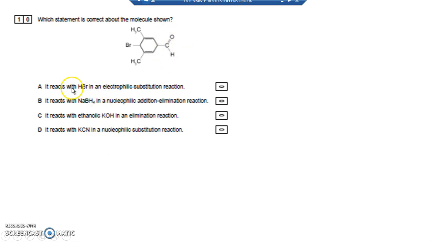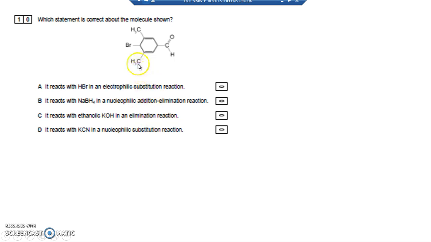Let's work out why A, B and C are not correct. It reacts with HBr in an electrophilic substitution reaction. No, it's electrophilic addition across a double bond. It reacts with NaBr in a nucleophilic addition elimination reaction. Now you get addition elimination reactions when you have acyl chlorides with COCl, not aldehydes. It reacts with ethanolic potassium hydroxide in an elimination reaction.